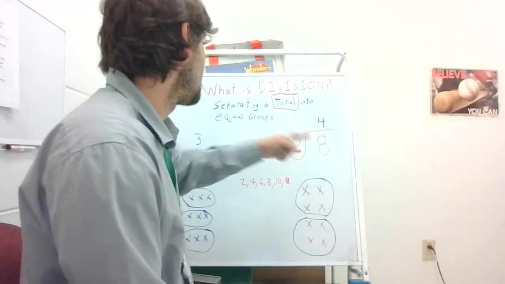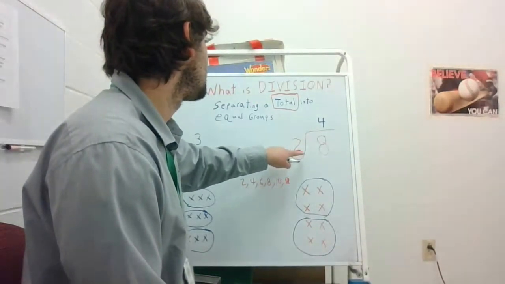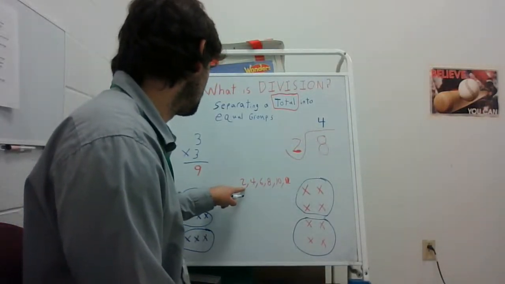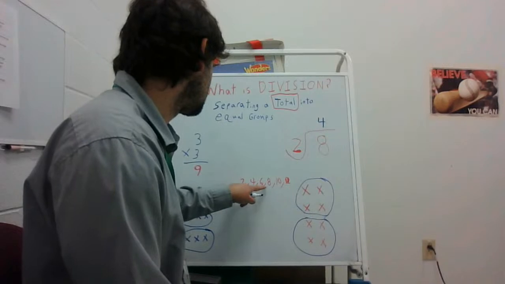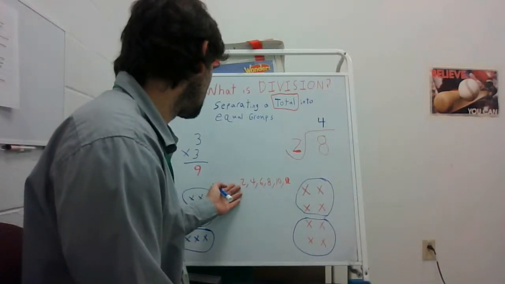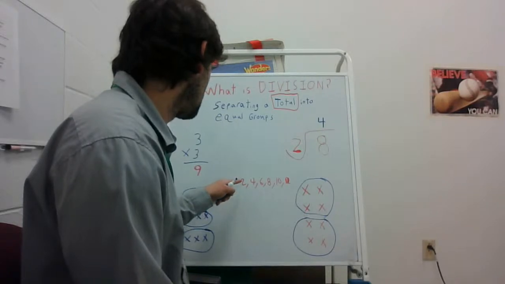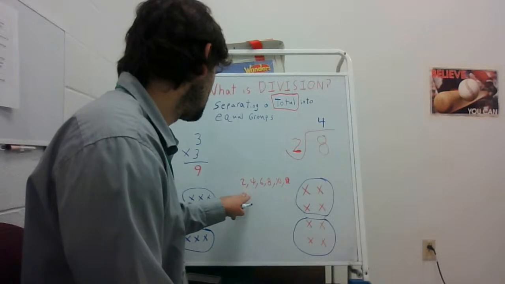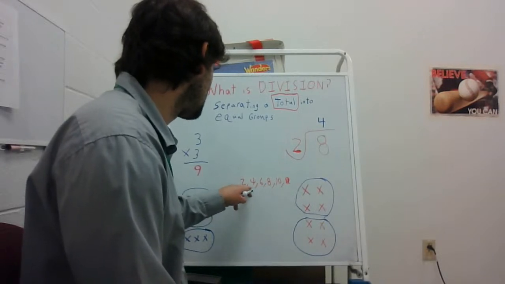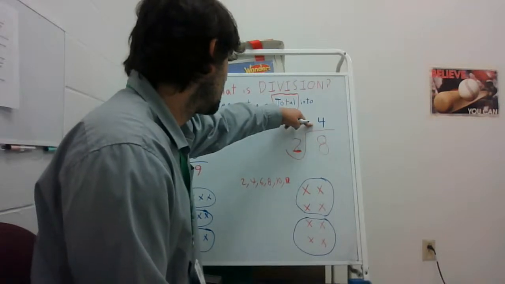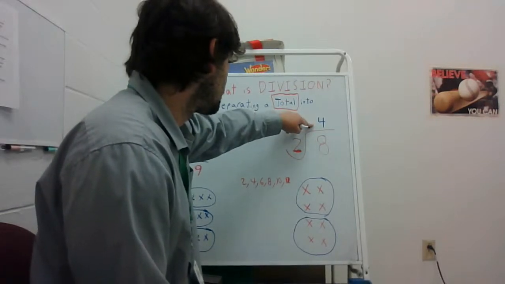So 8 divided by 2. So we want to find out how many times 2 goes into 8. So if we skip count, 2, 4, 6, 8. So I just skip counted by 2 until I landed on 8. So I started with 2. So I've skip counted by 2 once. 4, 6, 8. So I had to count by 2 4 times to get to the number 8. So 8 divided by 2 equals 4.